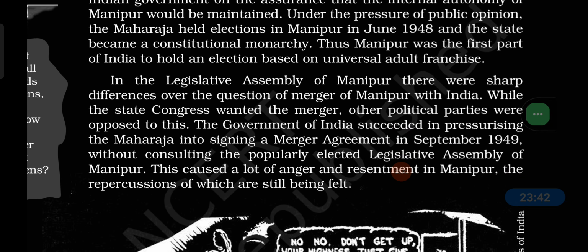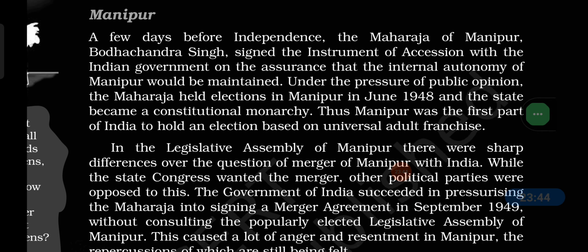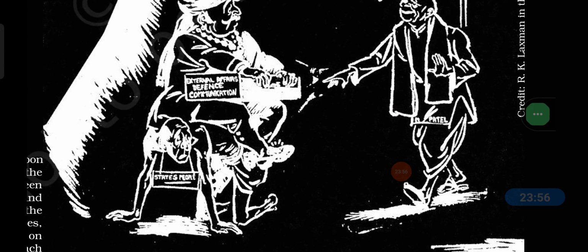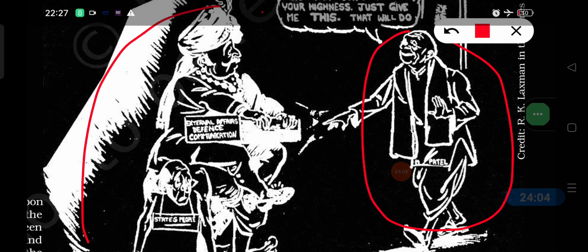Manipur is the first state where the first elections of universal adult franchise were held, also known as Manipur's kings of the Maharaja. Bodhchandra Singh also signed the instrument of accession. They agreed. That is the picture. Some of the Indian leaders, Sardar Vallabhbhai Patel. Here it is Bodhchandra. They agreed with the integration with India.